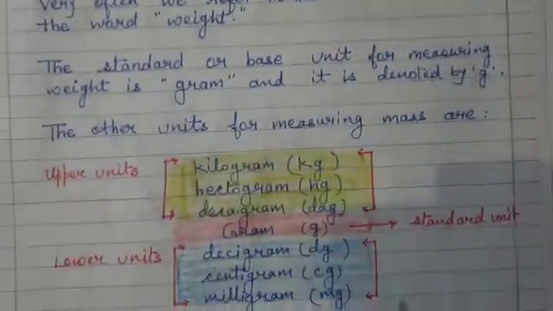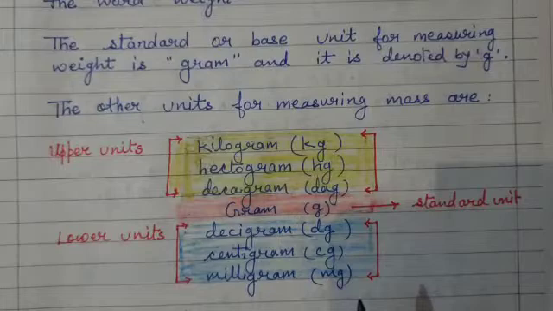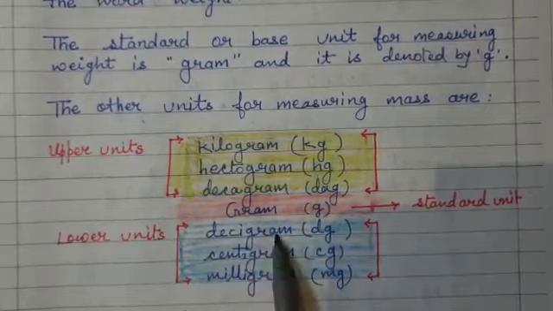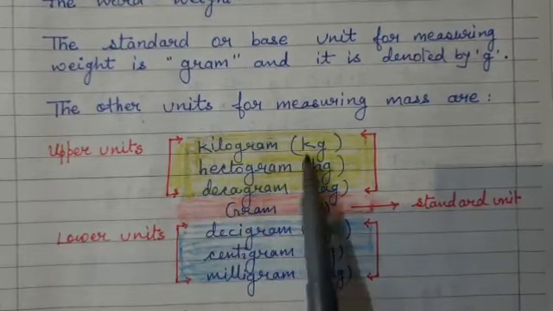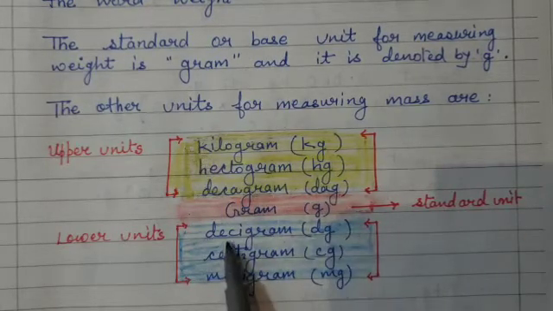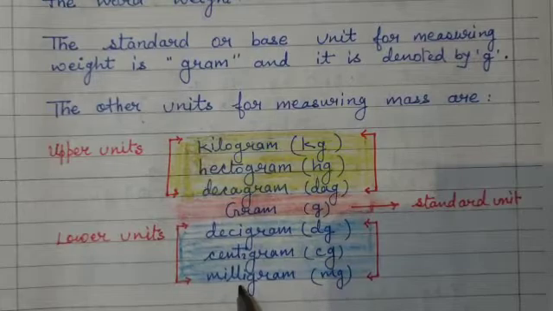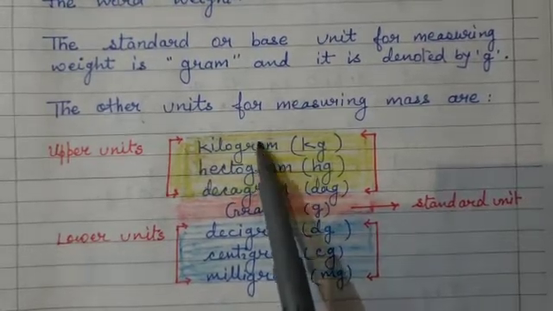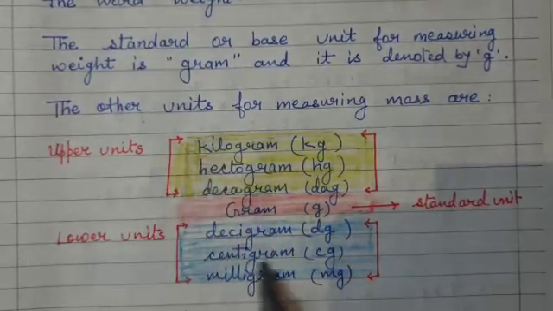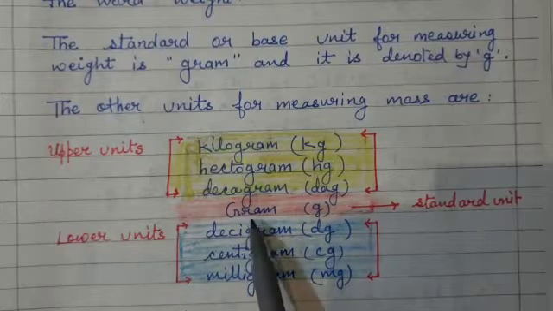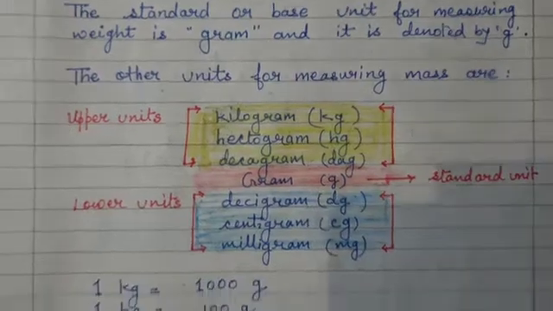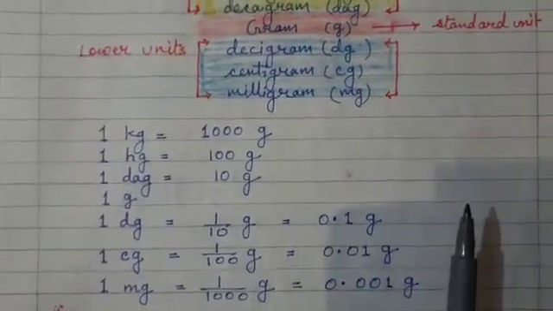Other units of measuring mass are kilogram, hectogram, decagram. This is the standard unit gram, then decigram, centigram and milligram. Kilogram is denoted by kg, hectogram hg, decagram dag, then decigram dg, centigram cg and milligram mg. These three units, kilogram, hectogram and decagram, are upper units and decigram, centigram and milligram are lower units, whereas gram is the standard unit.